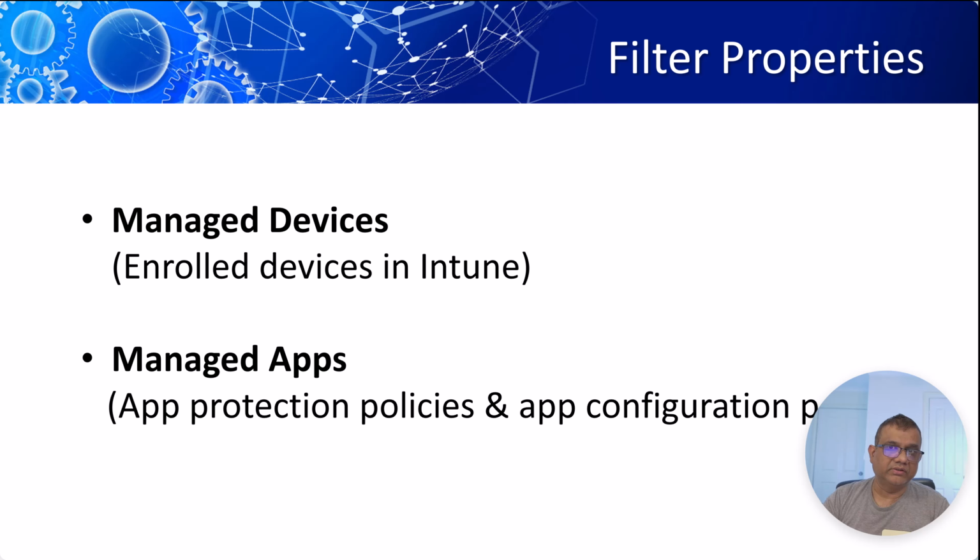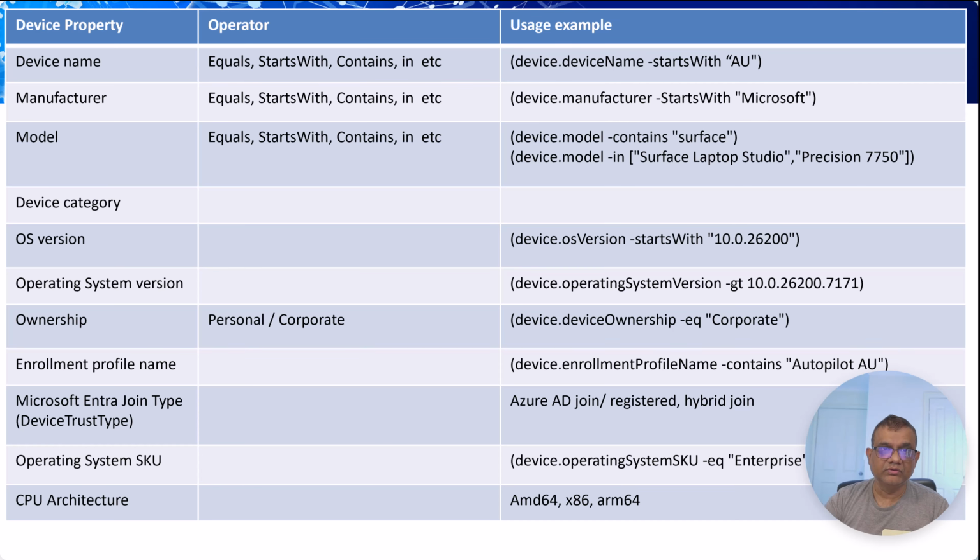Okay, so now filter properties. When we are creating a filter, there are two kinds of filters. One is for managed devices and the second is for managed apps. When I say managed devices, it means the devices which are enrolled into Intune. And when I say managed apps, I'm specifically talking about app protection policies and app configuration policies for the devices which are actually not enrolled, but we are just trying to manage the application, right? Make sense?